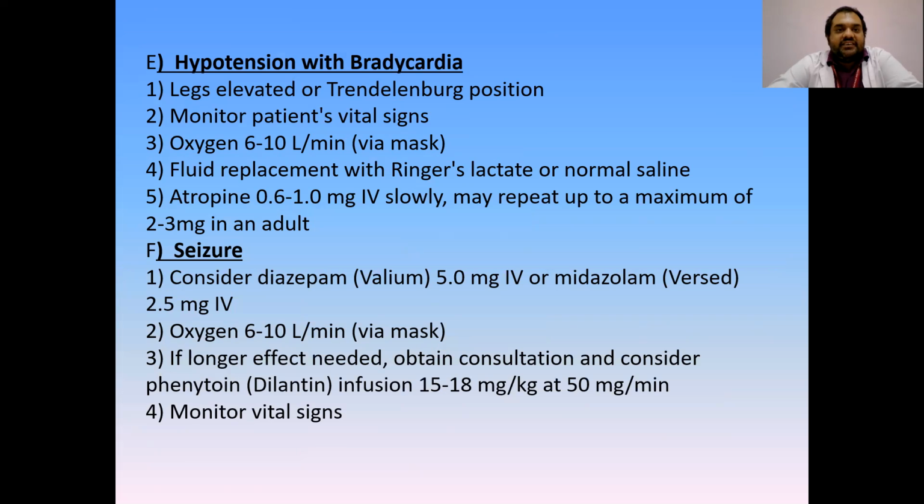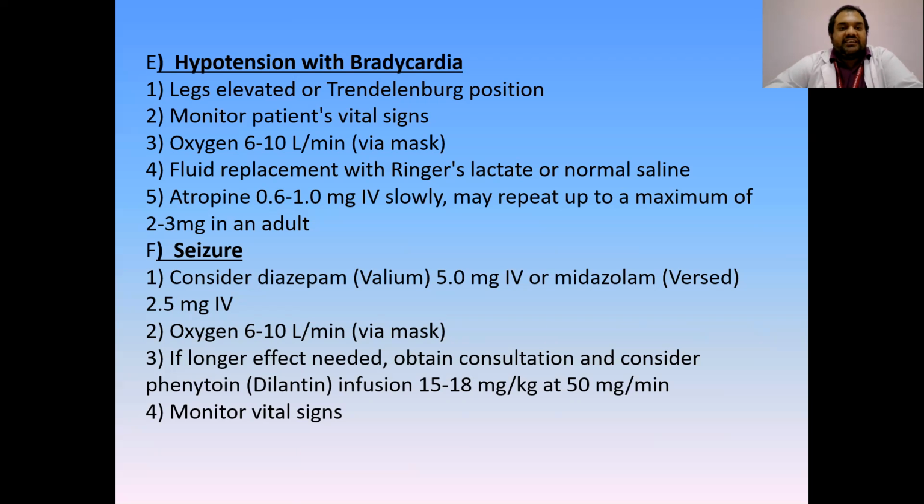Hypotension with bradycardia. Elevate the patient's legs or keep the patient in Trendelenburg position. Monitor patient vital signs. Supplement the oxygen at the rate of 6 to 10 liters per minute via mask. Fluid replacement with Ringer lactate or normal saline. Atropine 0.6 to 1 milligram IV slowly, may repeat up to a maximum of 2 to 3 milligram in the adult.